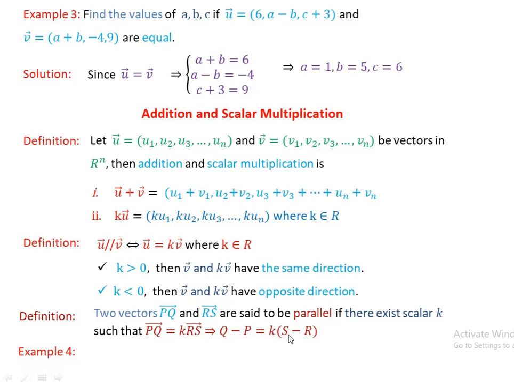Example number 4. If the vector u is given with the components 0, 2, 4 and the vector v is equal to 1, 3, 5, then find a) u plus v, b) 2u, c) u minus 2 over 3 v. Solution.